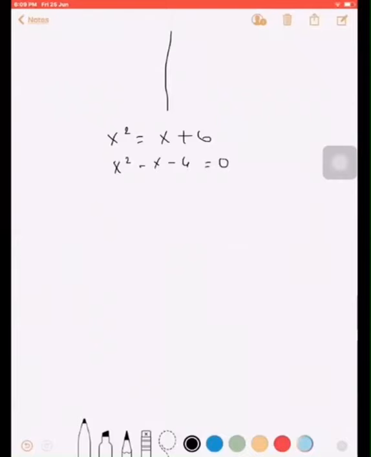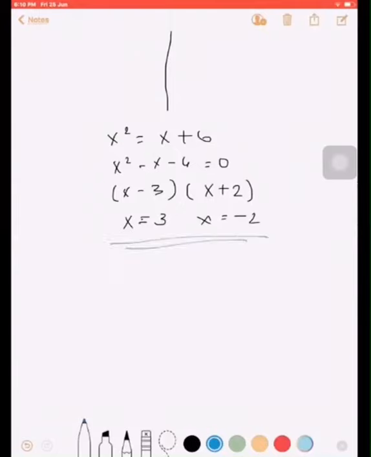So it's going to be (x minus 3)(x plus 2). So that gives our points of intersection: x equals 3 and x equals negative 2.